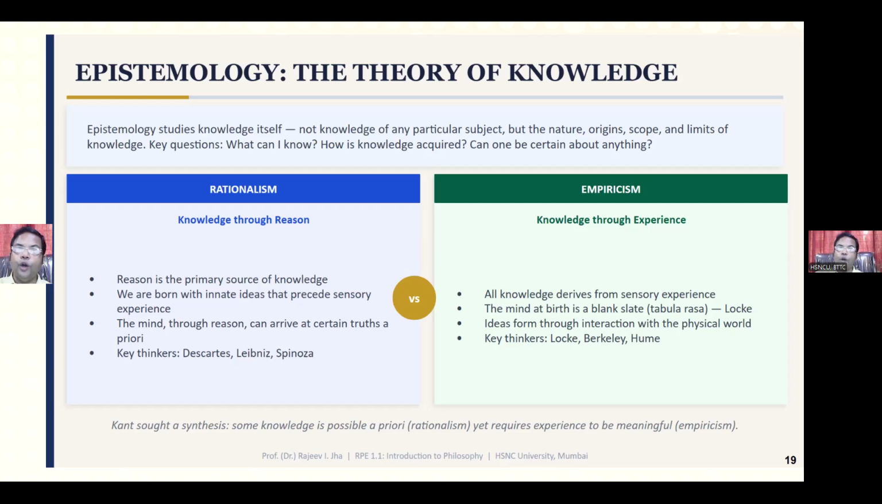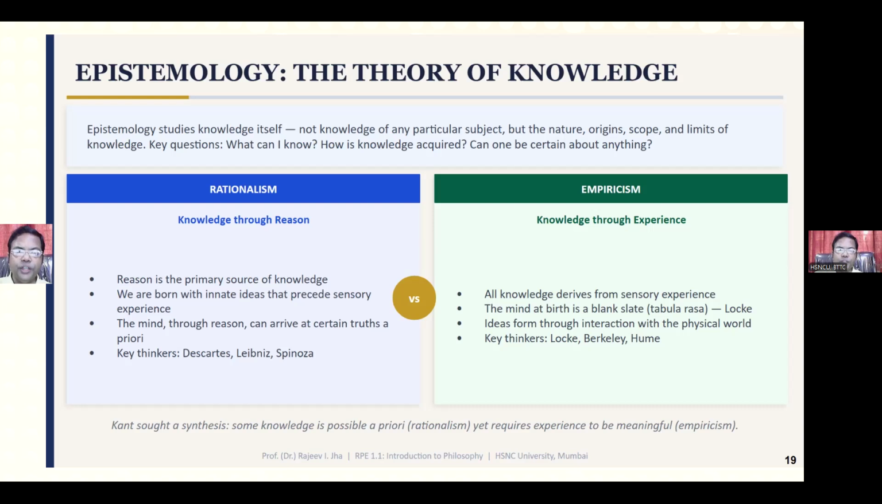Epistemology studies knowledge itself, not knowledge of any particular subject, but the nature, origins, scope, and limits of knowledge as such. It asks, what can I know? How is knowledge acquired? Can I be certain of anything? Two great traditions dominate the epistemological debate.